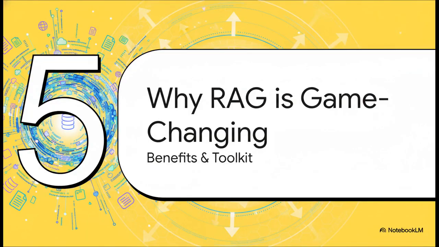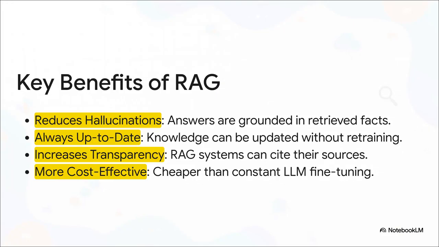Okay, so we've been deep in the technical weeds, but why does any of this matter? Let's zoom out for a second and look at just how huge the impact of this RAG approach really is. I mean, the benefits here are just massive. For one, it slashes hallucinations because answers are based on actual retrieved facts. The knowledge base is always up to date. You just add a new document and boom, it's in there. It also builds trust because the AI can actually cite its sources. And it's way more cost-effective than constantly having to retrain a gigantic language model from scratch.